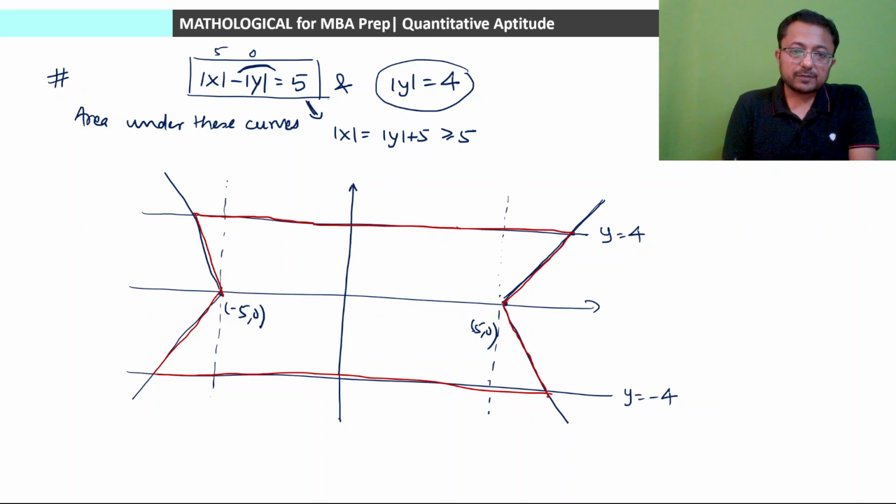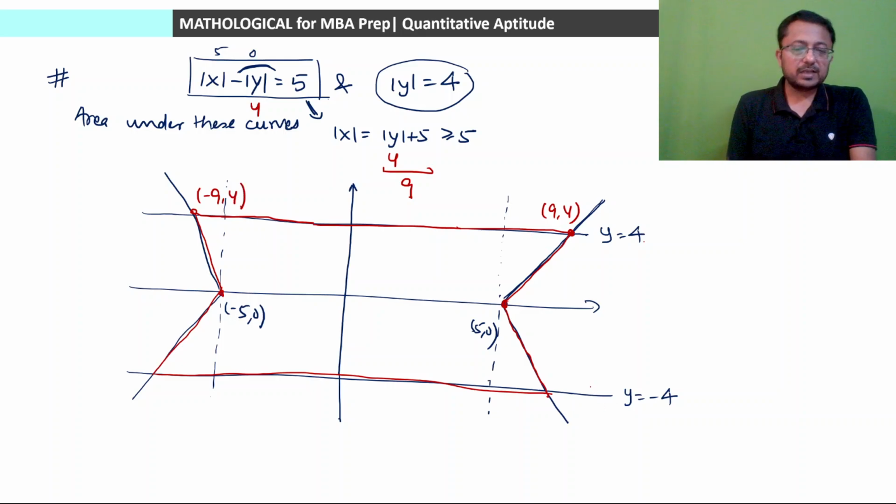This point is (5, 0). This is (-5, 0). Now we need to find these points. When y is equal to 4, mod of y will also be equal to 4. So 4 plus 5, that is, mod of x will be equal to 9. x can be plus or minus 9. So this will be (9, 4), and this point will be (-9, 4).